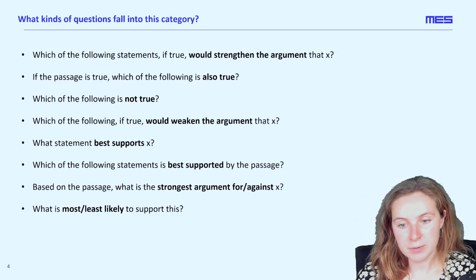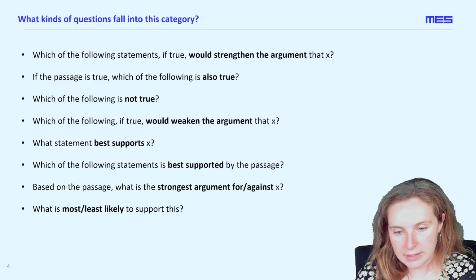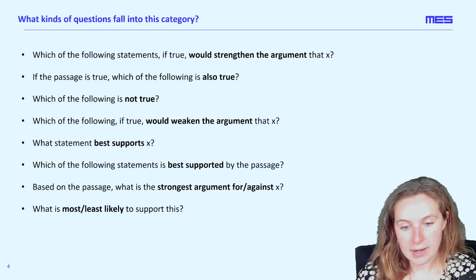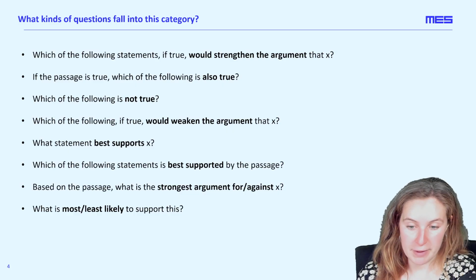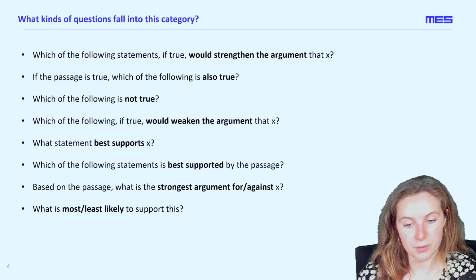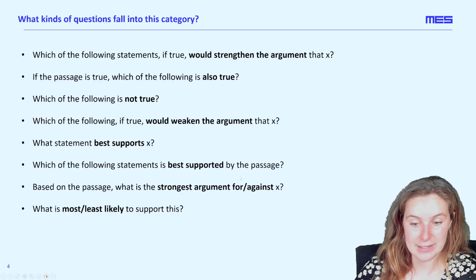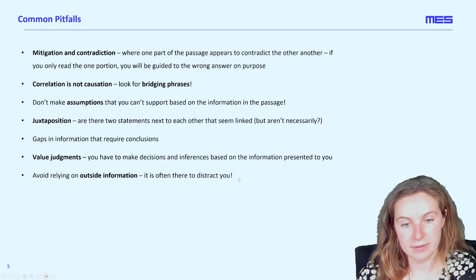So this is what the questions might look like. What would strengthen the argument? What's also true? What's not true? What would weaken the argument? What best supports a statement, or what statement is best supported by the passage? What's the strongest argument for or against, or the most or least likely to support a statement you're given?